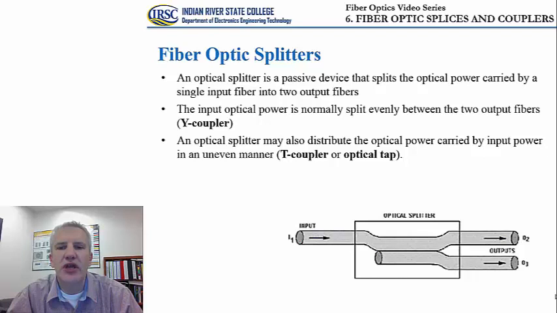Usually we have one input and two outputs. In such a case, we are talking about the so-called Y coupler, or if we are distributing the power in an uneven manner, we can also be talking about T couplers, or so-called optical taps. So there are different configurations of fiber optic splitters out there that you should be familiar with if you are going to be dealing with this specific aspect of fiber optic communications.